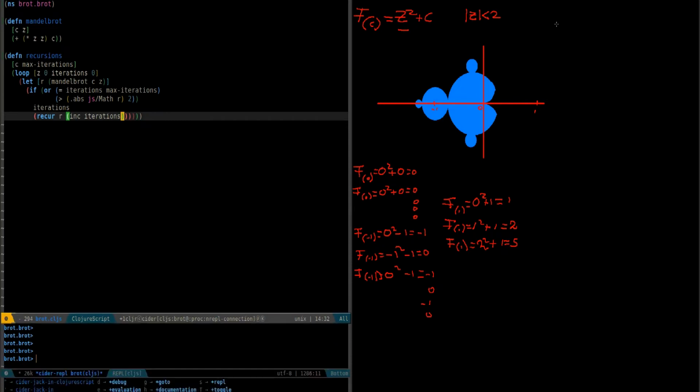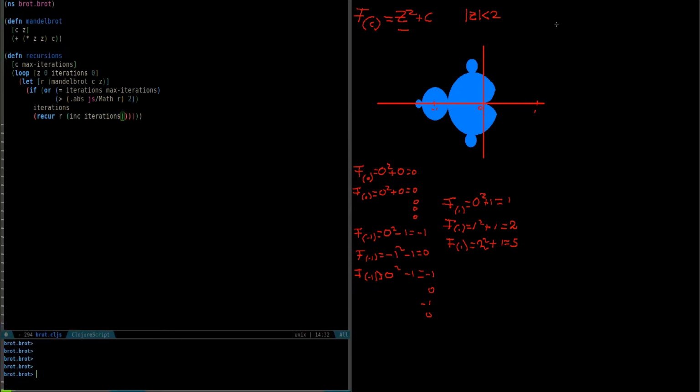Okay, so let's test it. As we saw, for C is 0, the recursion never stopped. It went on and on and on: 0, 0, 0, 0. So, if we call the recursions function with C is 0 and give a maximum number of recursions, for example 5, it should return that maximum number of recursions, 5.